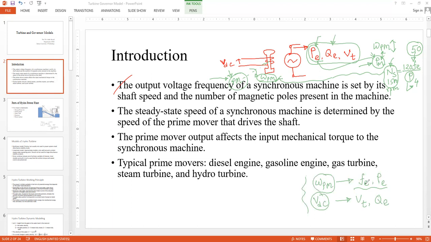So that means the frequency here is governed by the speed over here as well as the number of poles. But if this P is kept constant, then this Fe is directly coupled to the shaft speed over here. So a change in shaft speed will affect your output voltage frequency, as well as the output active power from the generator.